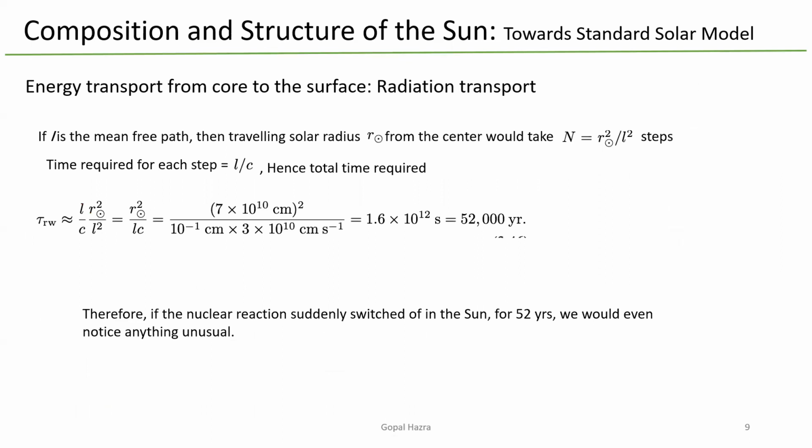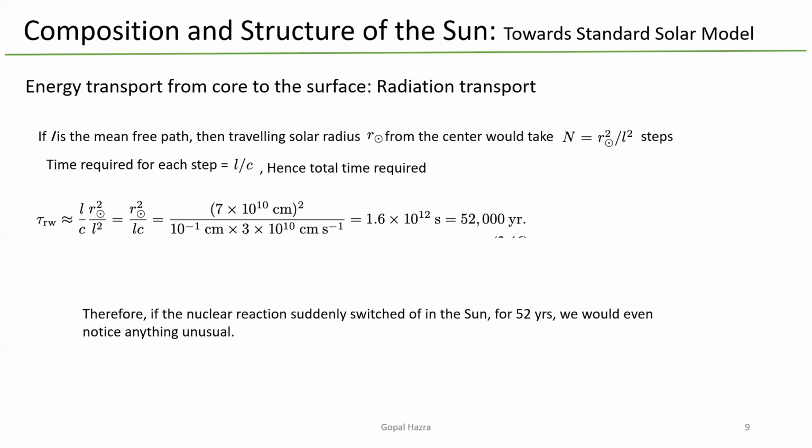So then if you calculate, I calculated, you see it takes 52,000 years. So what does that physically mean? If the nuclear reaction stops today, for 50,000 years you won't notice anything, because the last photon which just emerged from the nuclear reaction is still traveling, scattering and everything. So this is the radiation process. The photon takes this much time to go through that.